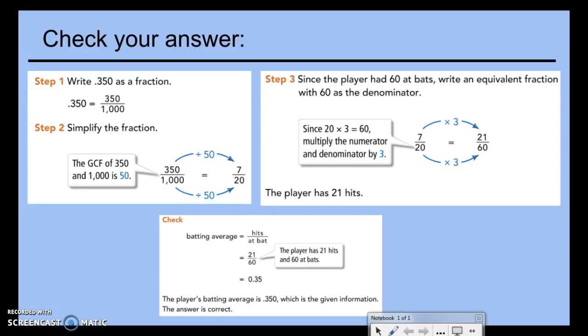Step 3. Now, this is where your 60 is going to come in. Since the player had 60 at-bats, write an equivalent fraction with 60 as the denominator. So, we know that 20 times 3 is 60. Then whatever you multiply one part of your fraction or ratio by, you have to multiply the other one by. Okay, so you just do 7 times 3, which is 21. So that means out of the 60 at-bats, he's made 21 hits for the new player's average. Okay? So finish copying this down and then push play to continue on.